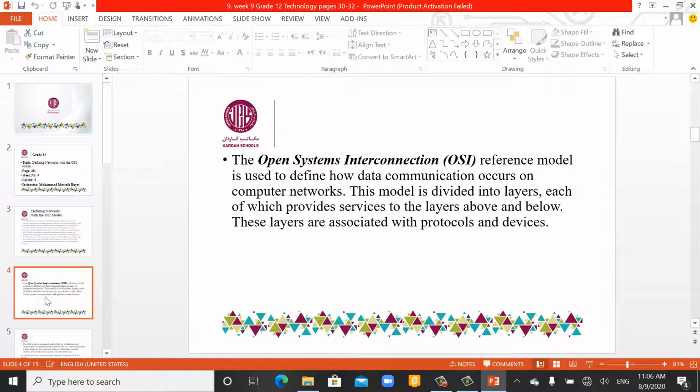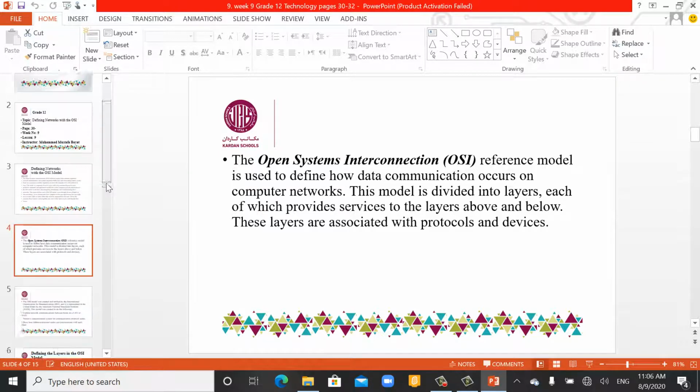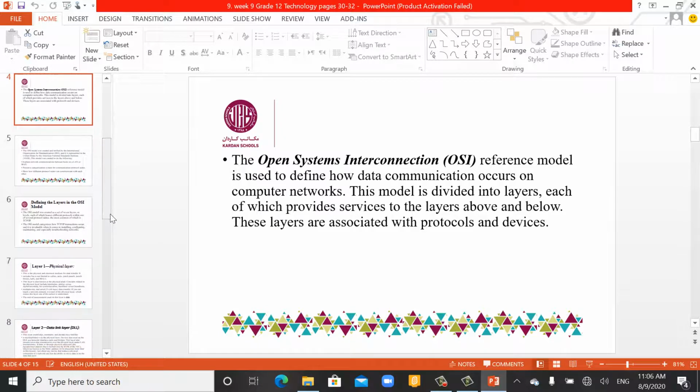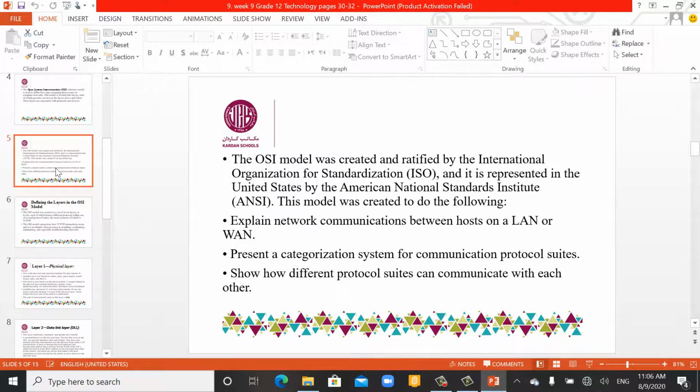The Open System Interconnection or OSI reference model is used to define how data communication occurs between computers and networks. This model is divided into layers. It means 7 layers, as I told you in previous slides. And each layer is associated with the others, so we should understand the relation between these layers.